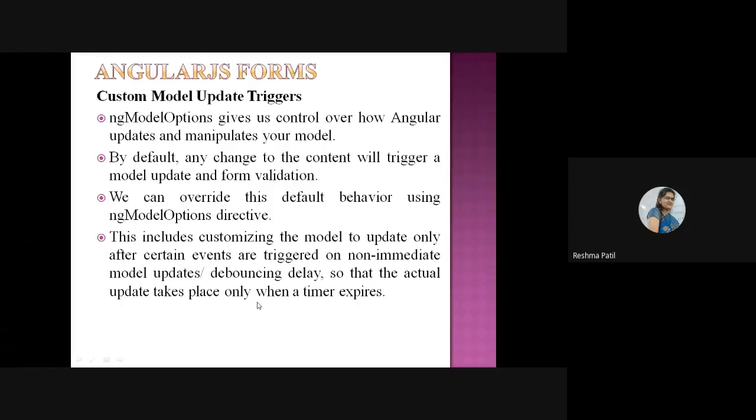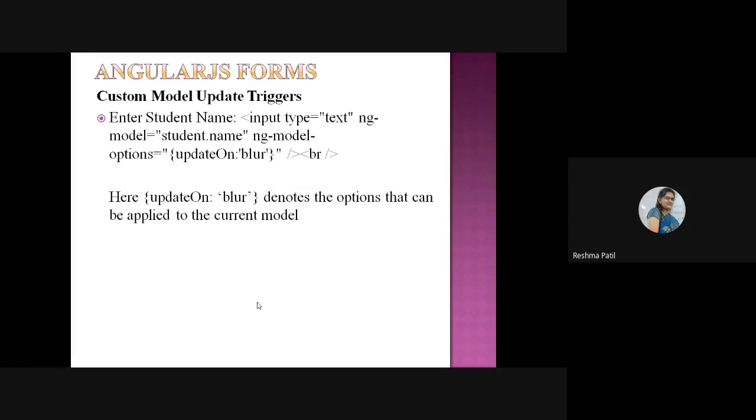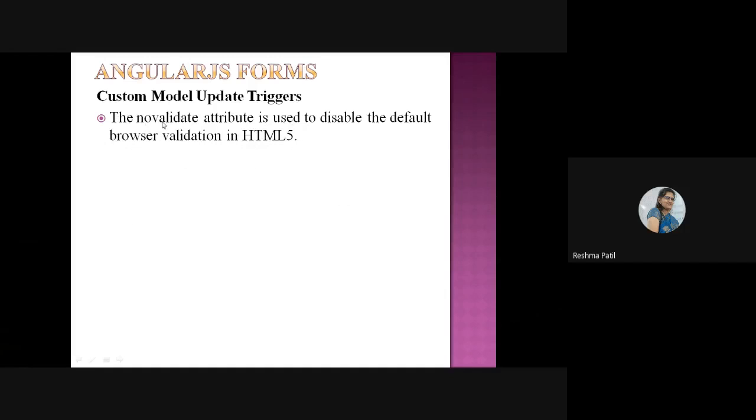Enter student name, input type is equal to text, ng-model student name, ng-model-options updateOn blur. Here updateOn blur denotes the option that can be applied to the current model. So this is the option we are applying on this current model. The novalidate attribute is used to disable the default browser validation in HTML5. So this is about custom model update triggers.